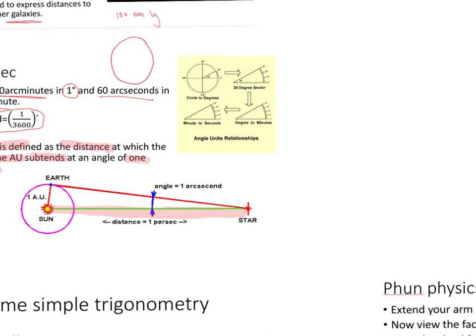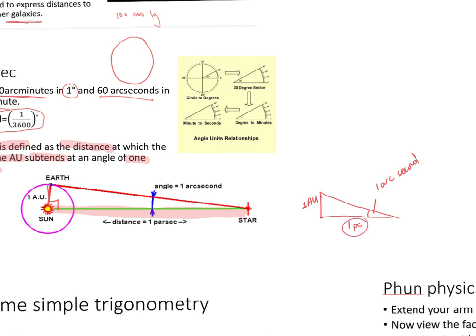Okay, so now we're going to see what 1 parsec is equal to by using some trigonometry. This line is supposed to be a little bit straighter here. This is a 90-degree angle. What we have here is 1 arc second of an angle, which is part of the definition. This is the 1 parsec, and this is 1 astronomical unit. This is all based on the definition.